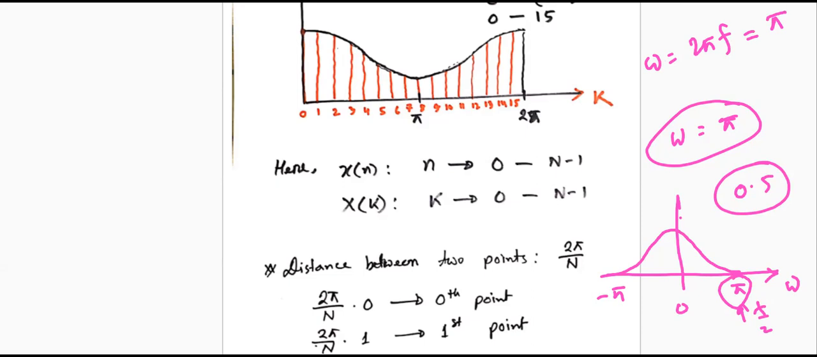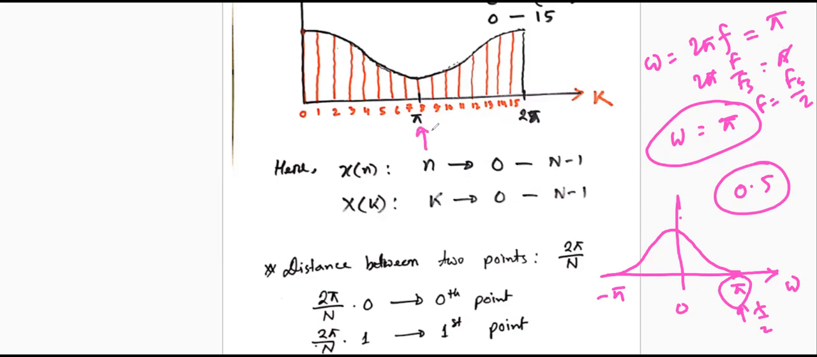The omega equals pi at that moment. So what is f? Twice pi f by fs is equal to pi. From there, we can find the actual frequency, f. f is equal to, the pi will cancel each other, fs divided by 2. That is the actual frequency at the location of pi.